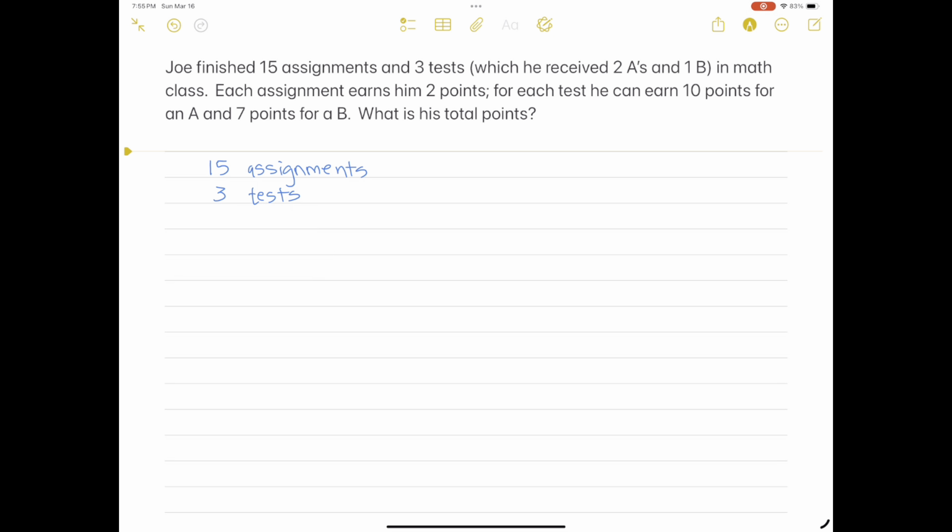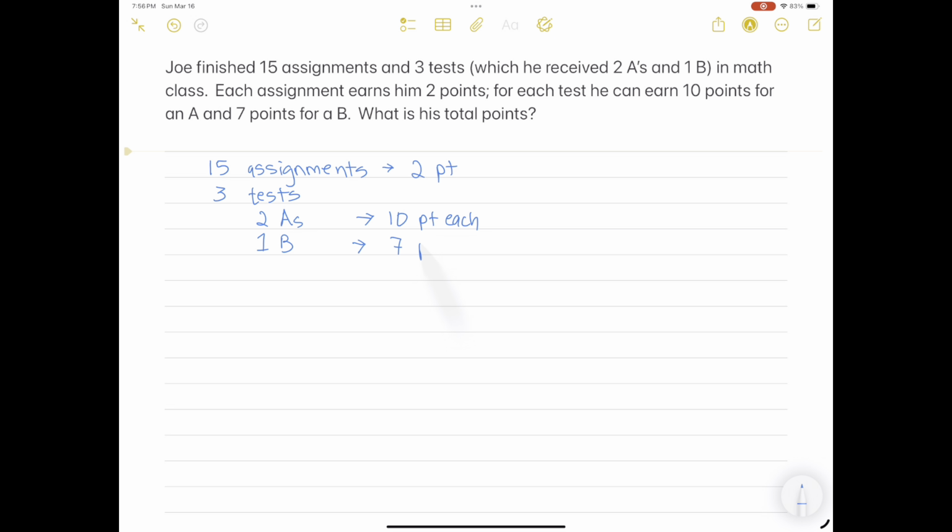So first I write down the facts of the problem. There are 15 assignments and 3 tests. For those 3 tests, he received 2 A's and 1 B. And so for the assignments, he gets 2 points each. I write that down so that I can see clearly what the problem is. And for the 2 A's, he received 10 points each. And for the B he received on the test, he gets 7 points. So I write down 7 points.